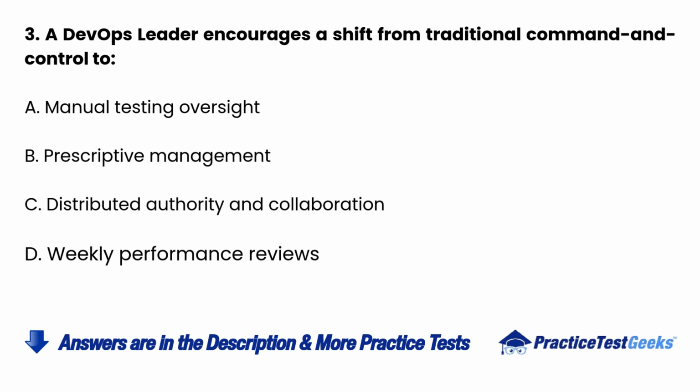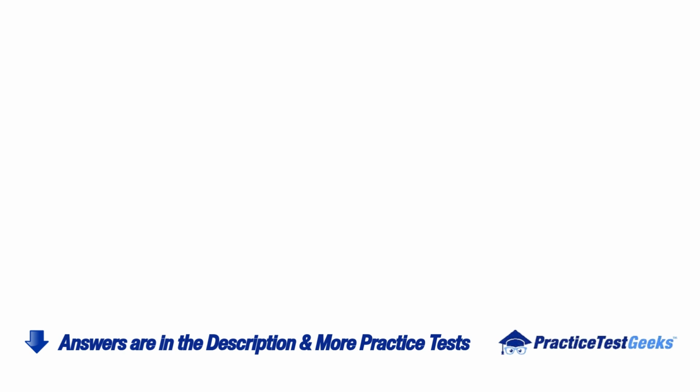3. A DevOps leader encourages a shift from traditional command and control to A. Manual testing oversight. B. Prescriptive management. C. Distributed authority and collaboration. D. Weekly performance reviews.